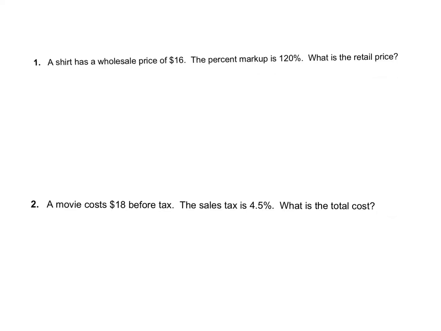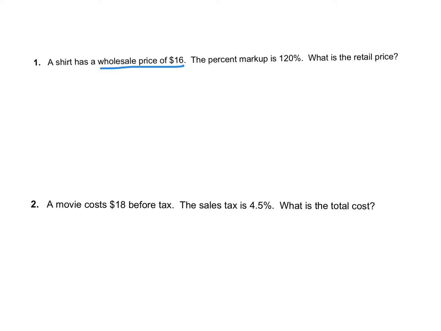All right, so number 1, a shirt has a wholesale price of $16. So that means that the store is paying $16 for the item. The percent of markup is 120%. What is the retail price? So the first thing you want to know is what is 120% of $16?